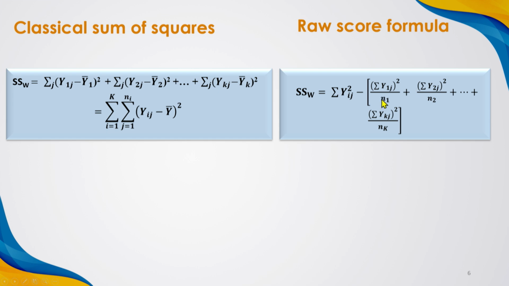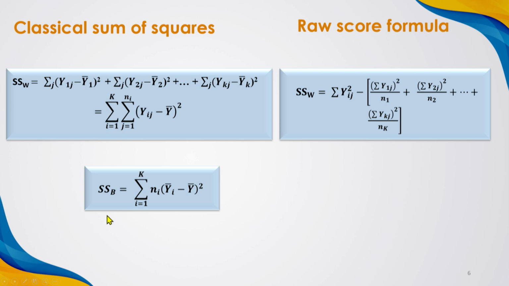Your second term is you are going to take the sum of observations in the first group, then you are going to take the square of that total divided by the size of the first group, that you will put here. Similarly, the second term will be the sum of observations in the second group and you take the square of that sum divided by the size of the second group. Like this, you will continue for the number of groups you have.